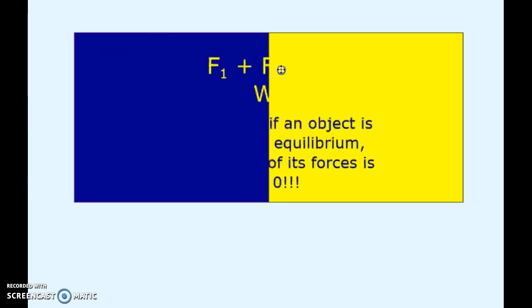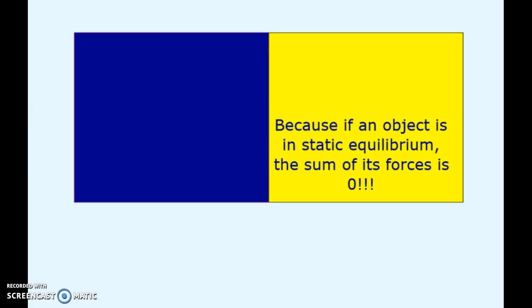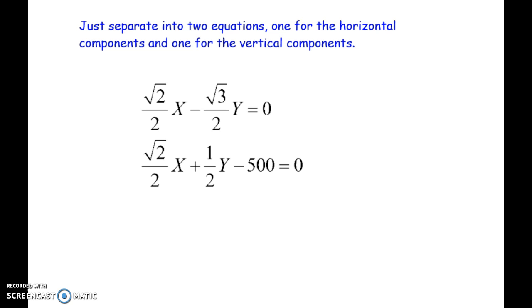The answer is that if an object is in static equilibrium, which this is, it's not moving, then the sum of its forces is 0. Again, that weight is just hanging there and it's not moving, so it's in static equilibrium. So all three of the forces equal 0. Now we have to actually add them together and set them equal to 0.